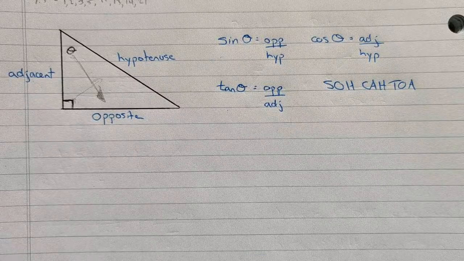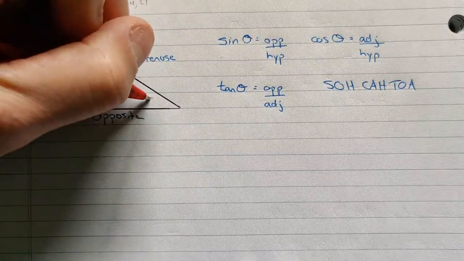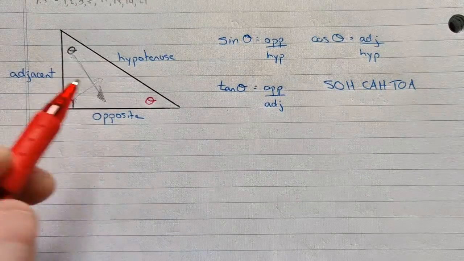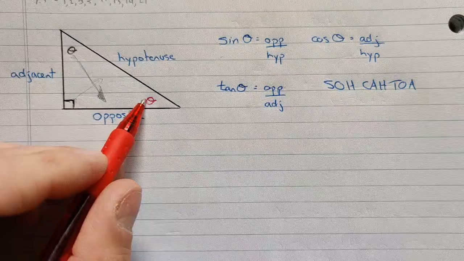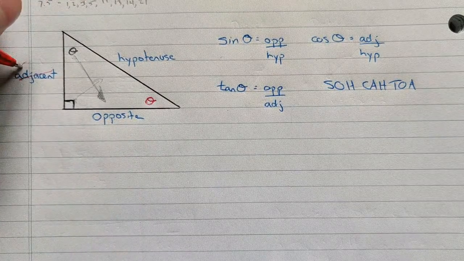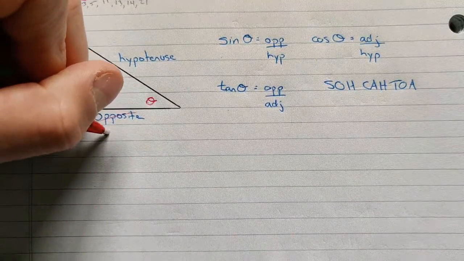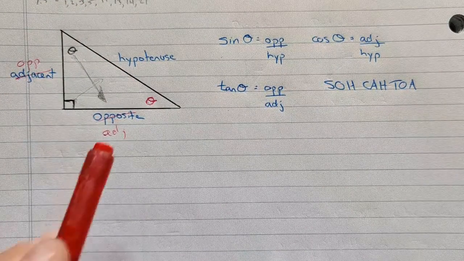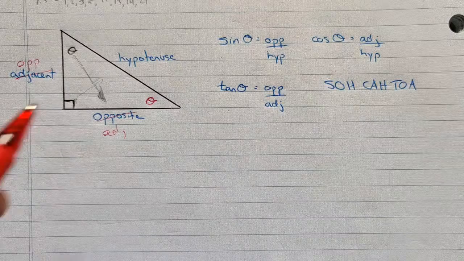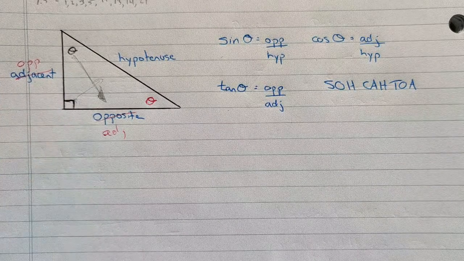If we move the angle down here, so we'll do that in red, then the opposite side now becomes here. This now becomes the opposite side, and this would become the adjacent side. So they're relative to where that angle is located. The opposite side, again, is across from the angle, and the adjacent side touches it.